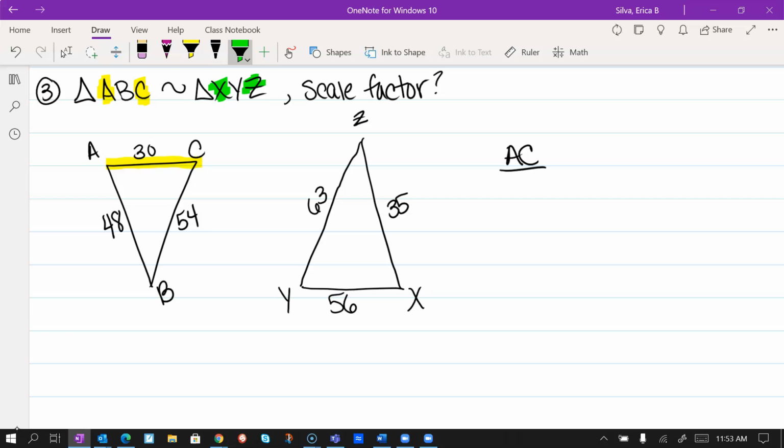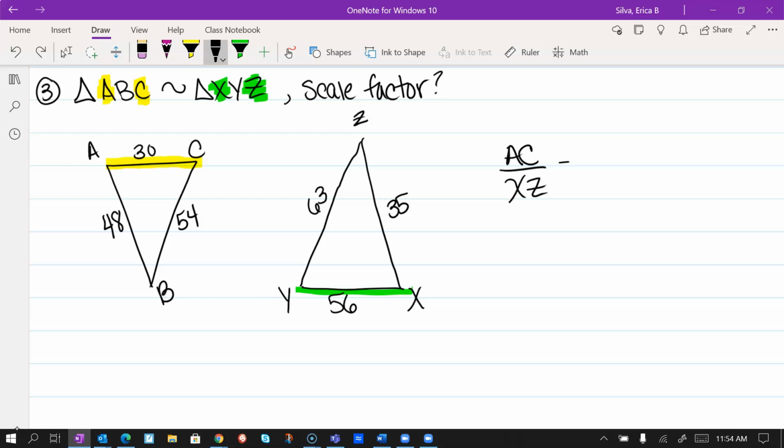XZ, perfect. XZ, which is this one. Now we can check all of them and they will all be equal because they're telling us they're similar. But in order to just find the scale factor, we only need one proportion. I'm sorry, one ratio. So we've got 30 over 56. That's not right. Is it? No.